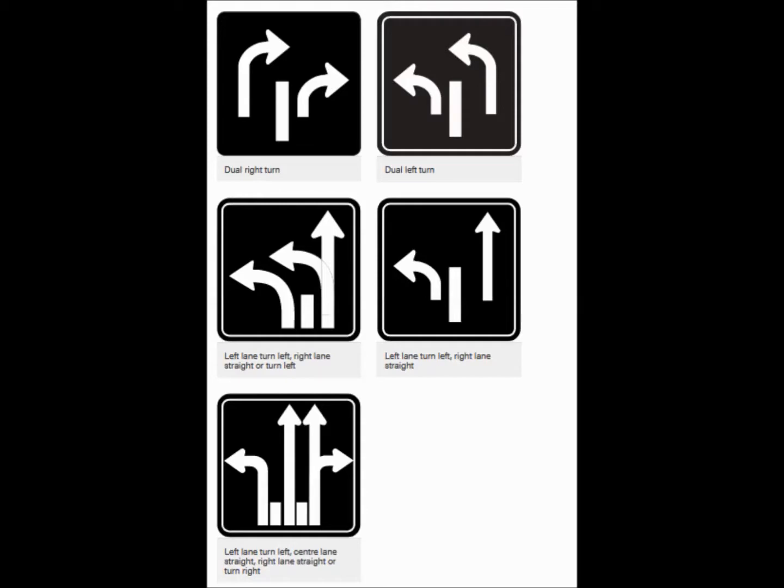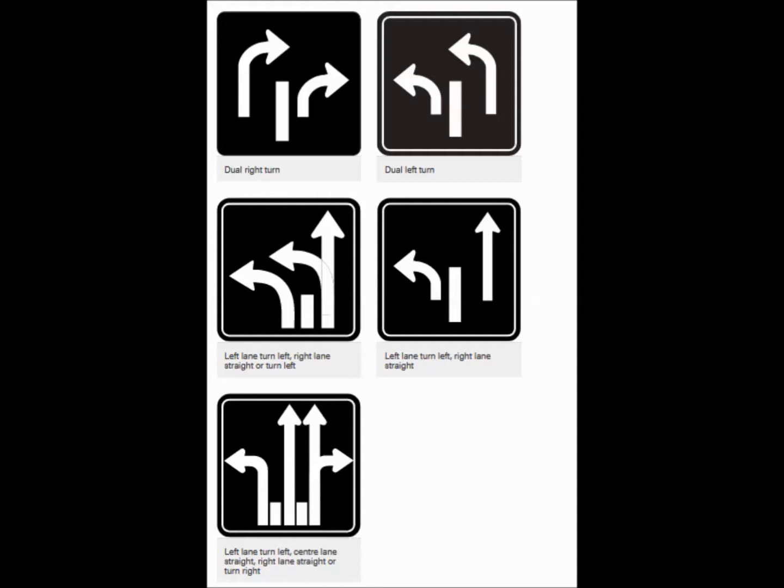Left lane, turn left. Right lane, straight or turn left. Image description. A black rectangle with two arrows. The leftmost arrow going straight and then turning left. There is a white rectangle separating the two. The second arrow splits into two, with a first turning left and the second going straight.